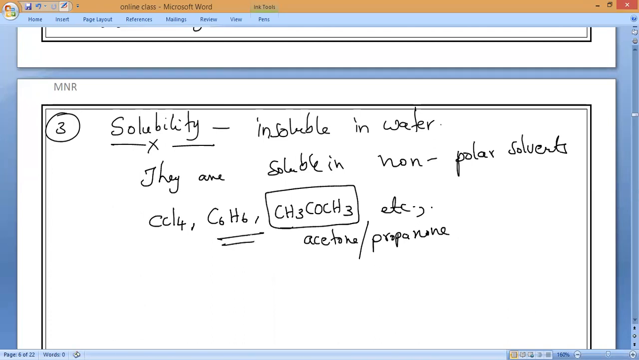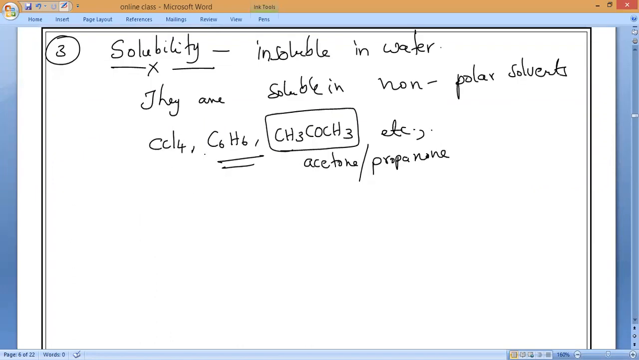These are called non-polar solvents. So in these solvents basically covalent compounds will dissolve. But some covalent compounds will dissolve in water also. They are like exceptions there. Generally, it is so, that is what I am saying.